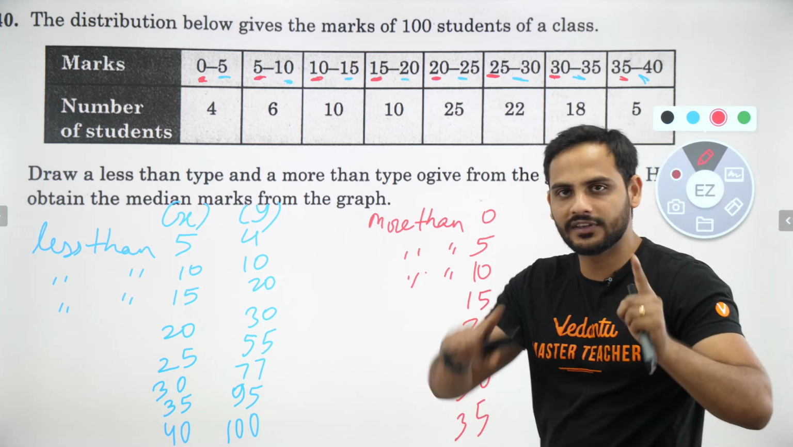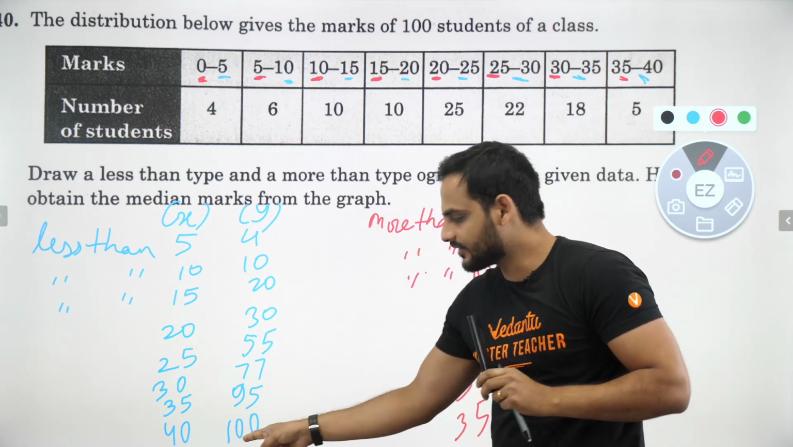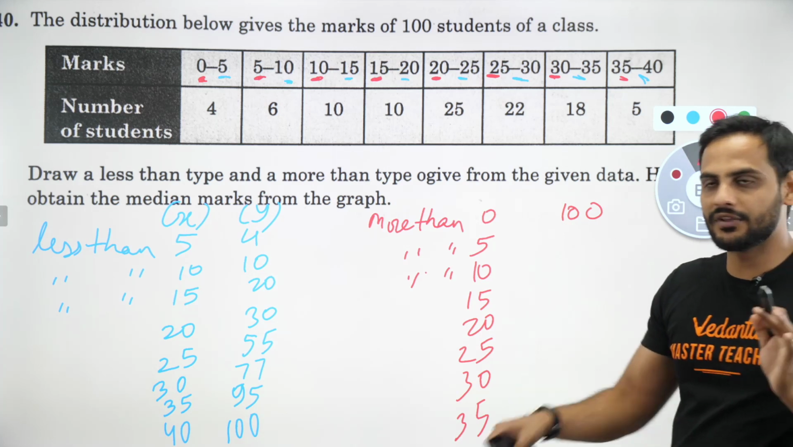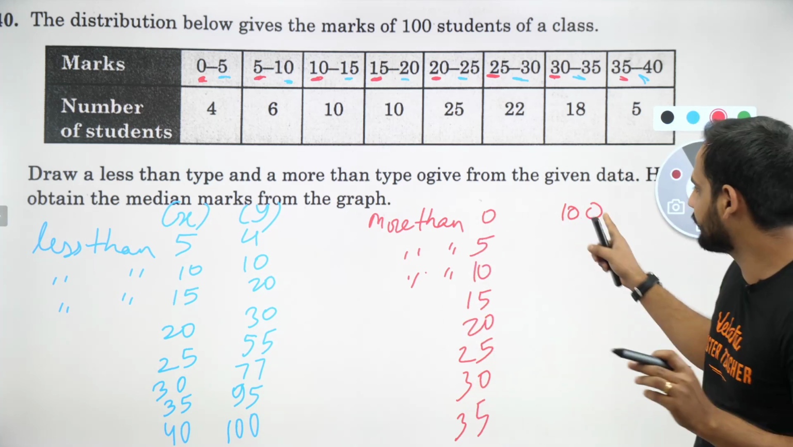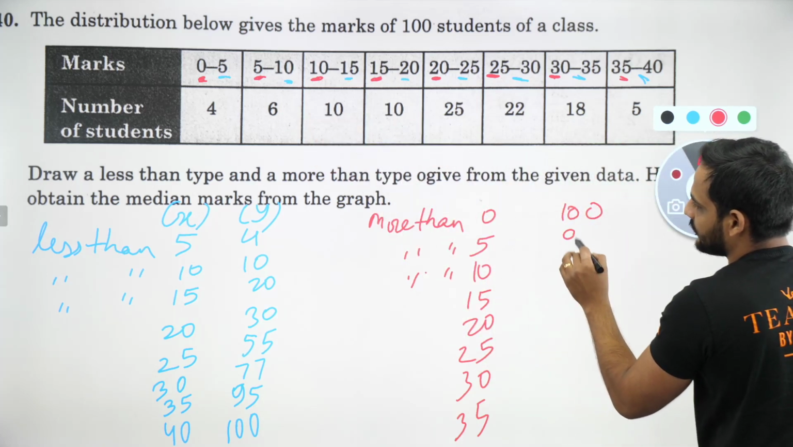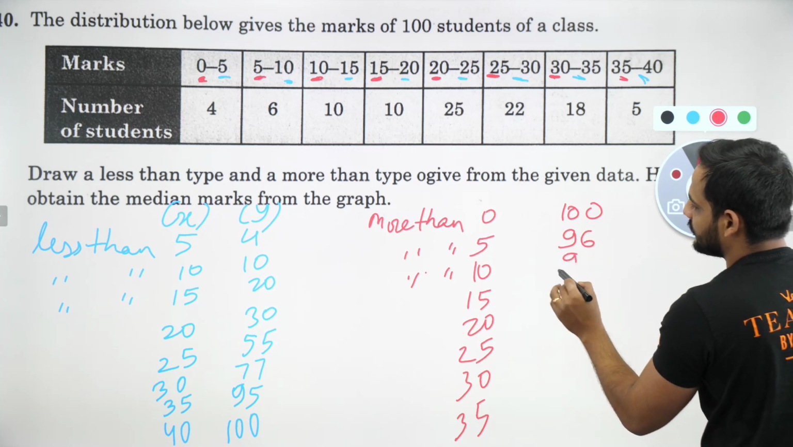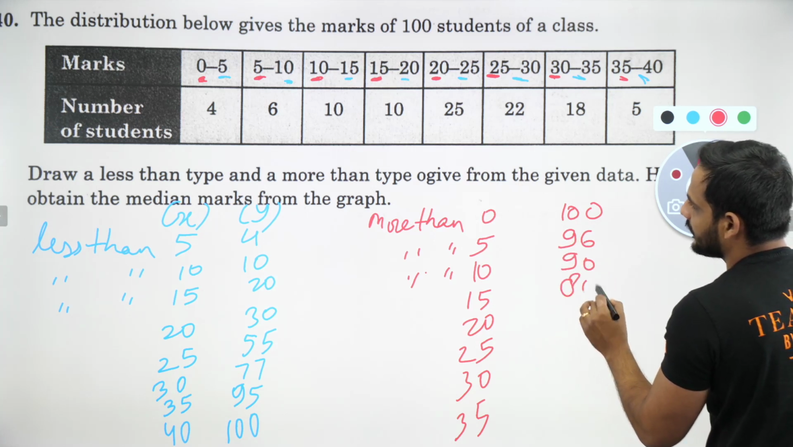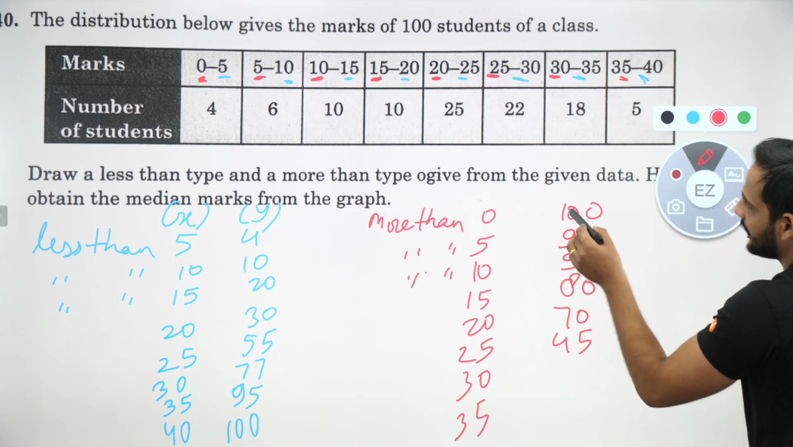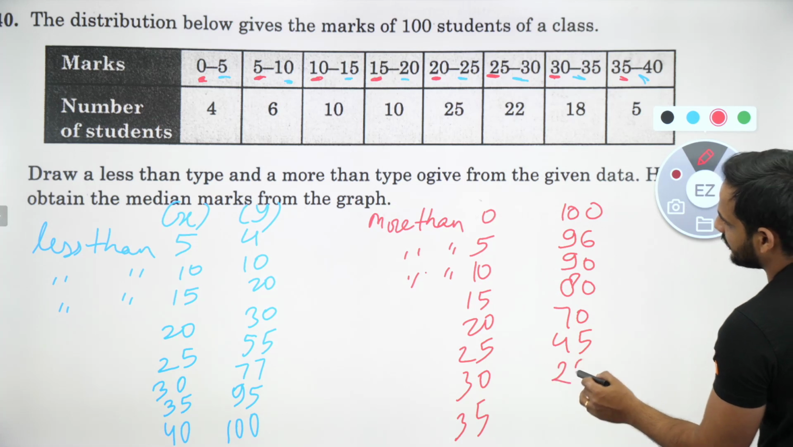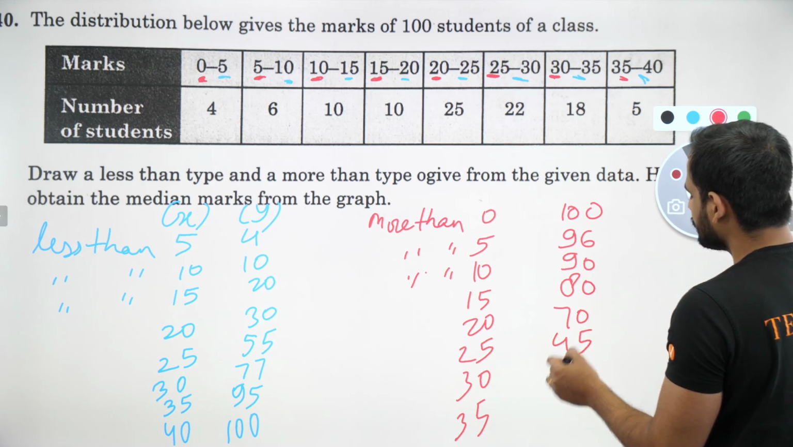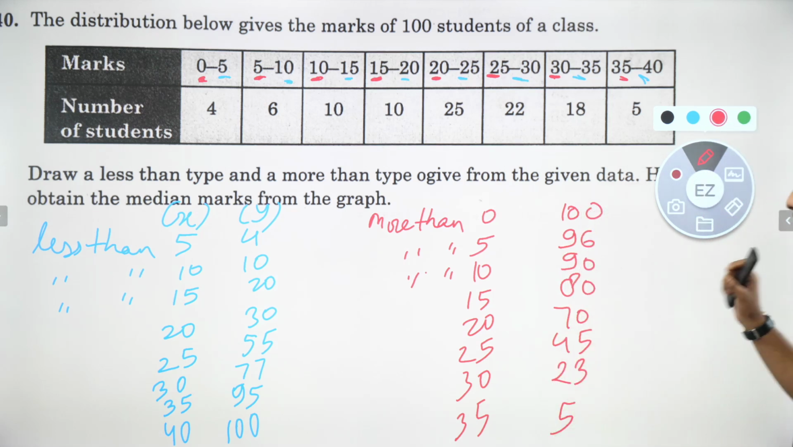Now its cumulative frequency is done in a different way. First, you know the sum of frequencies, so 100 will come here. The sum of frequencies is the cumulative frequency for the first class. After that, keep subtracting the frequencies from there. 100 minus 4 is 96, 96 minus 6 is 90, 90 minus 10 is 80, 80 minus 10 is 70, 70 minus 25 is 45, 45 minus 22 is 23, and 23 minus 18 is 5. Okay, so this is how it will be done.